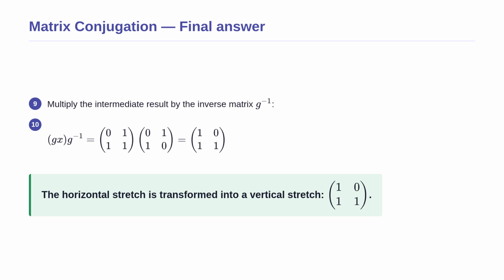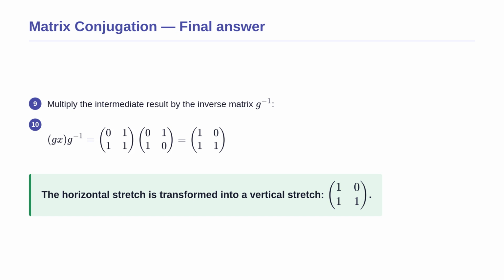For the final step of our example, we complete the conjugation process by multiplying our intermediate result by the inverse matrix. We again use standard matrix multiplication to combine these 2 grids of numbers. Look closely at the final matrix. The number 1 that was originally in the top right corner of X has moved to the bottom left corner. Geometrically, our original horizontal stretch has been transformed into a vertical stretch.